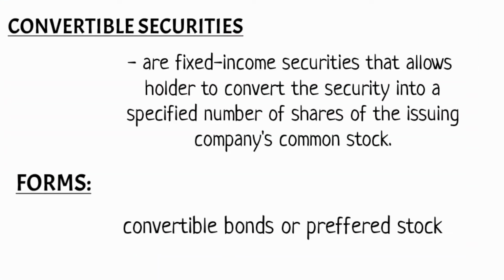First, we have convertible securities. Convertible securities are fixed income securities that allow the holder to convert the security into a specified number of shares of the issuing company's common stock. This can be formed as convertible bonds or convertible preferreds.